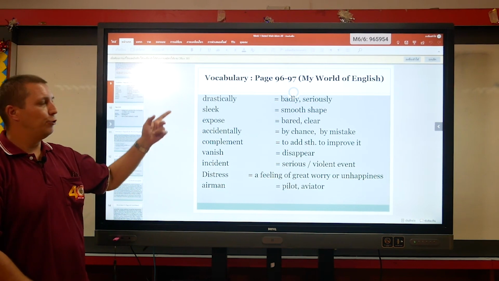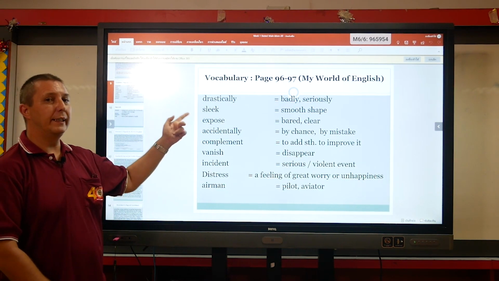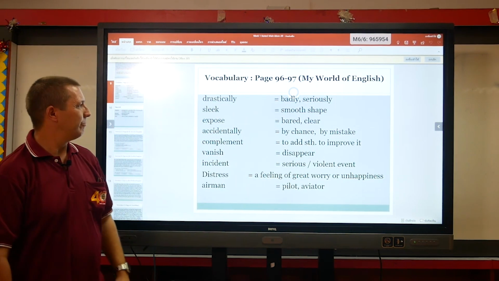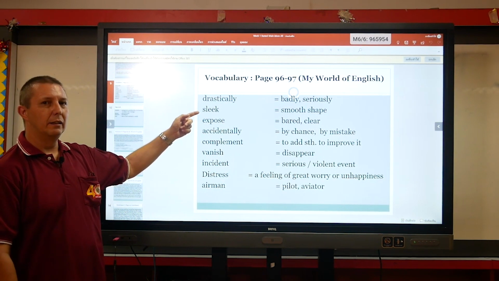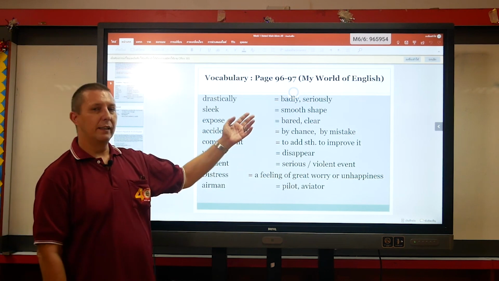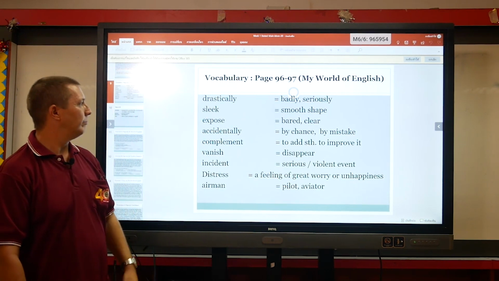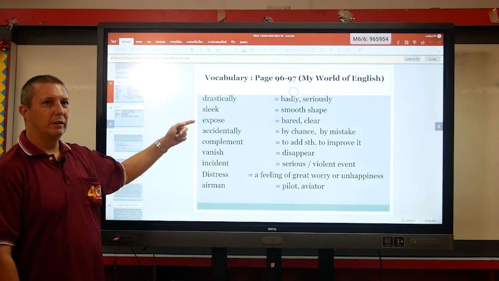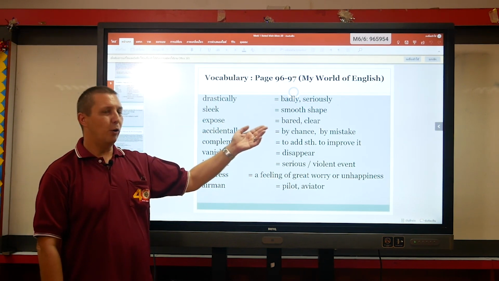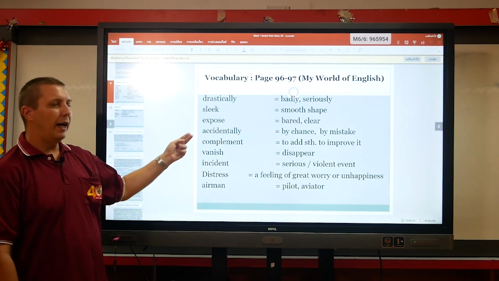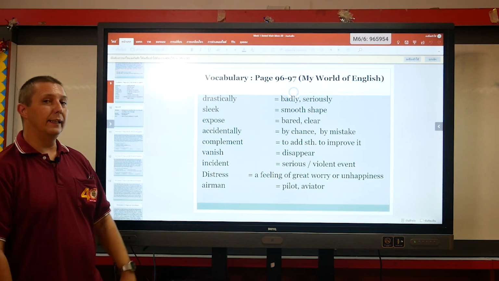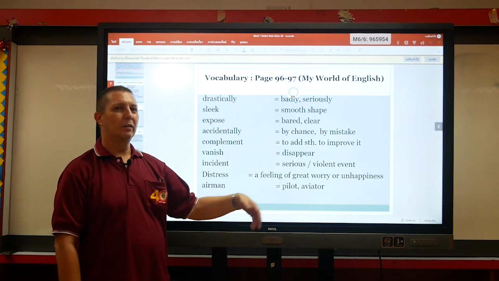Drastically means badly or seriously. Sleek means smooth in shape. Expose means bad or clear. Accidentally means by chance or by mistake.